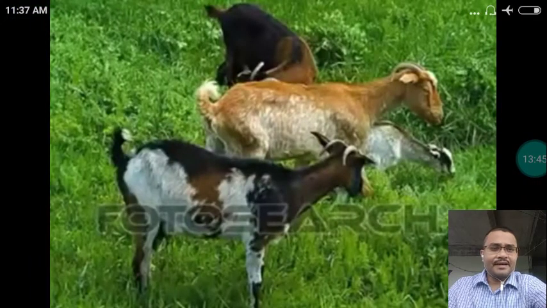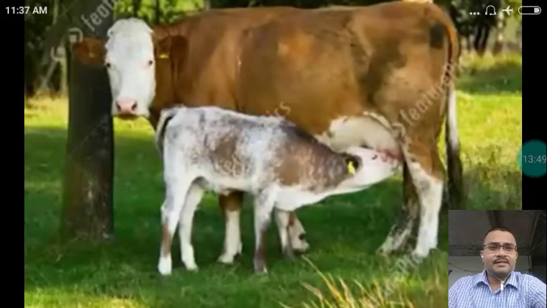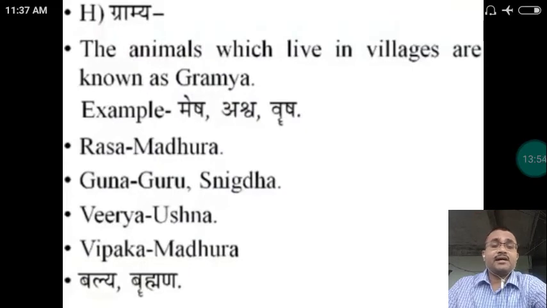Now, these are a group of animals that dwell in villages. This is cattle. They are pets. These are also pet animals. Gramya is the last group of this classification. The animals which live in villages are known as Gramya. For example, Mesha, Ashwa, and Vrisha.